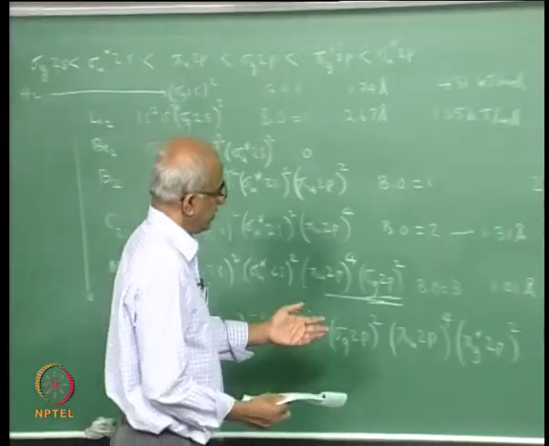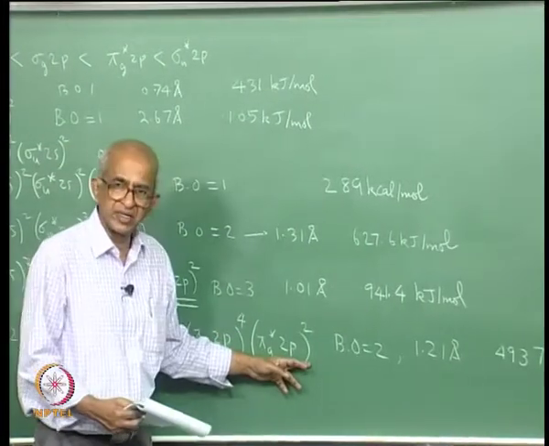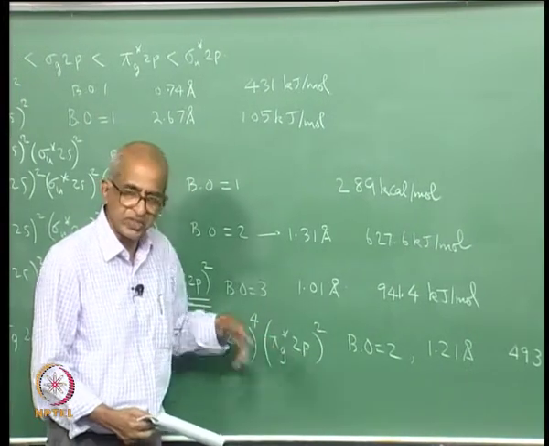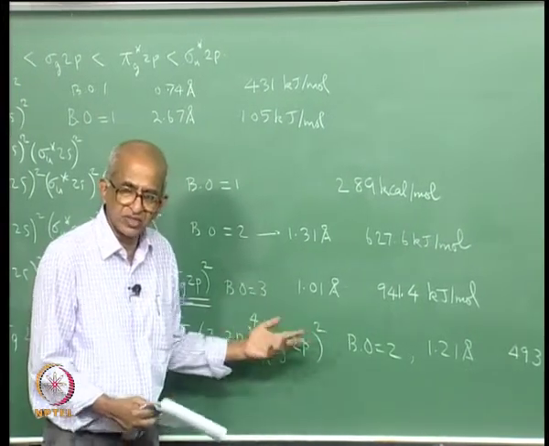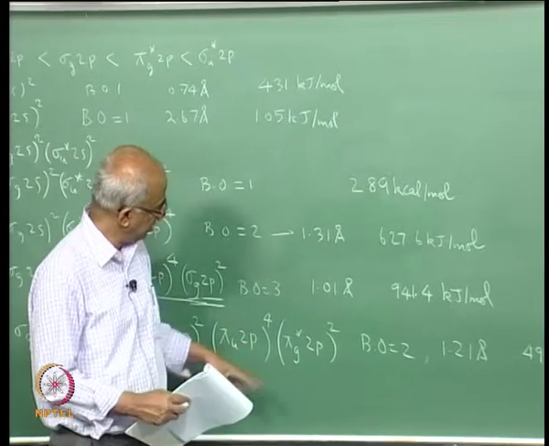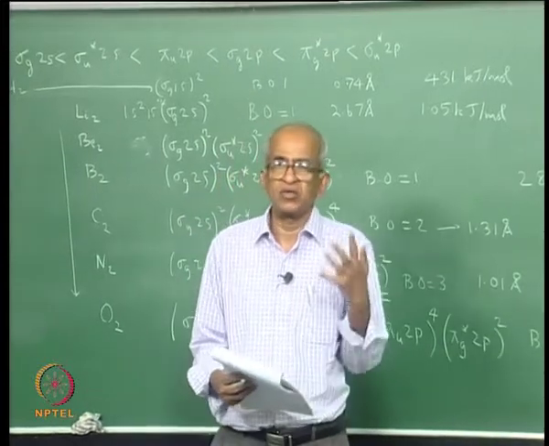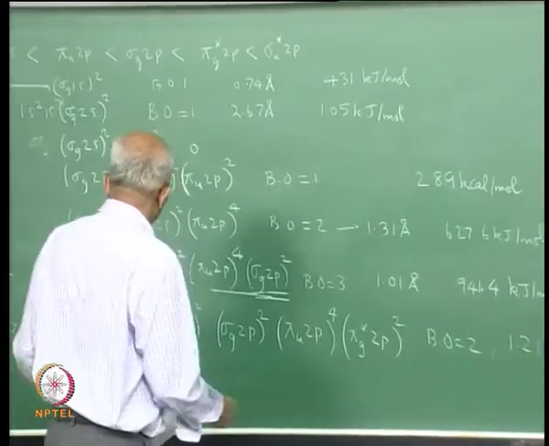So, oxygen is predicted to be paramagnetic, because there are 2 electrons sitting in pi g 2p. Pi g 2p is doubly degenerate, so therefore, the 2 electrons are unpaired. Now, suppose I remove an electron from oxygen to get O2 plus.